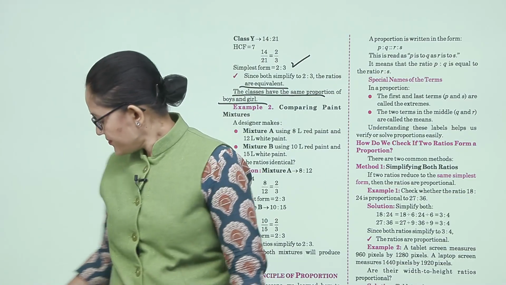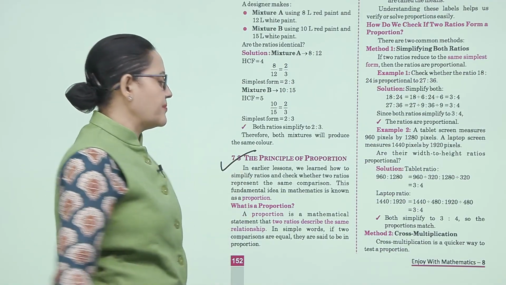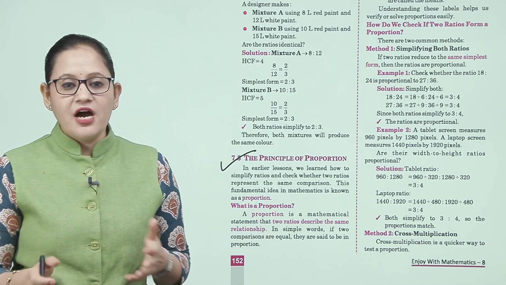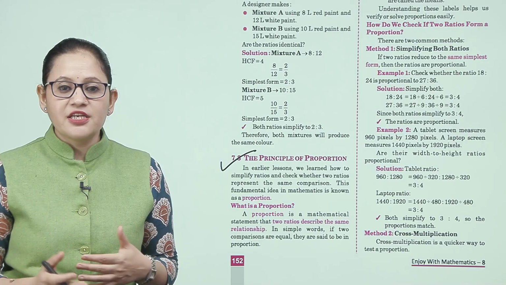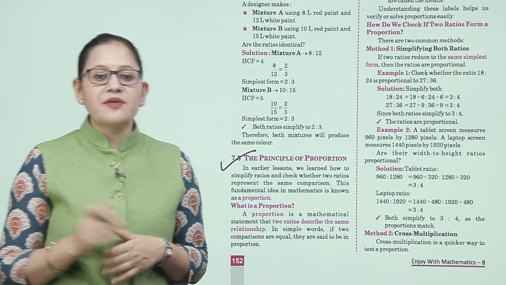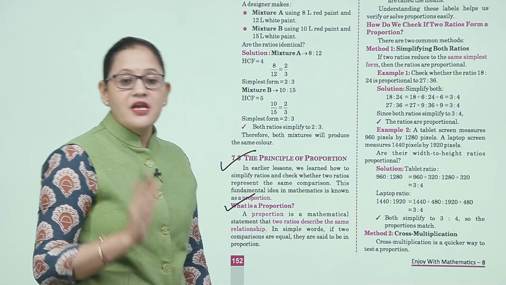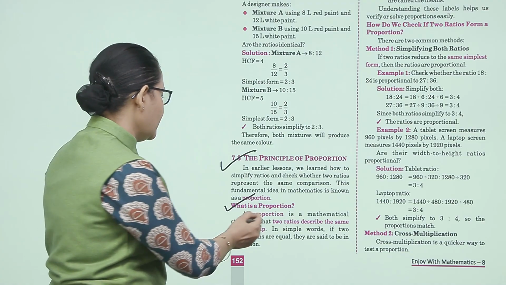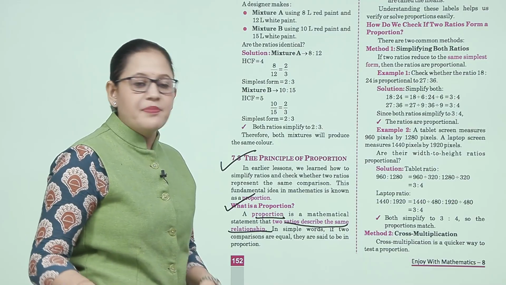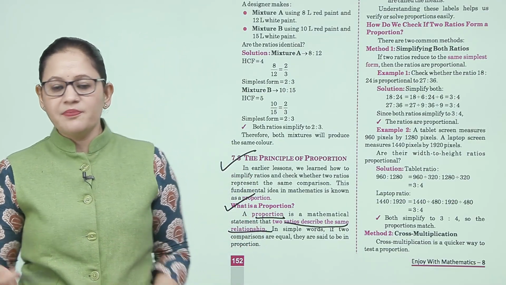Now, the principle of proportion. In the earlier lesson we learned how to simplify a ratio to check whether two ratios represent the same comparison. This fundamental idea of mathematics is known as proportion. What is proportion? A proportion is a mathematical statement that two ratios describe the same relationship. In simple words, if two comparisons are equal, they are said to be in proportion.